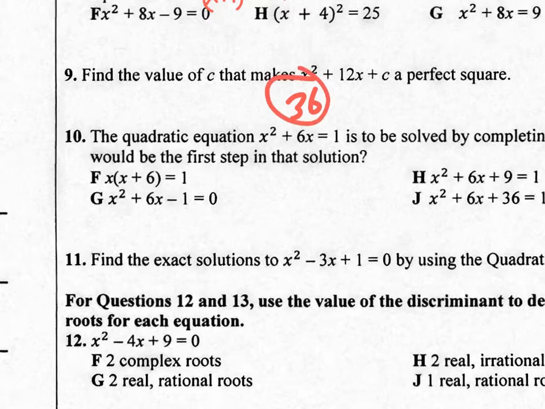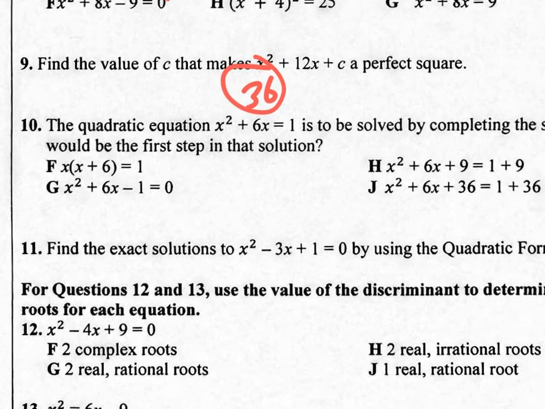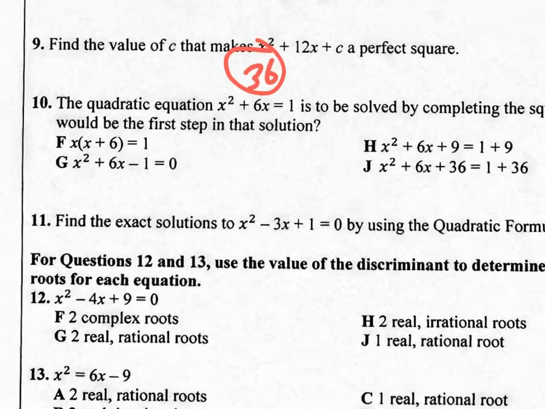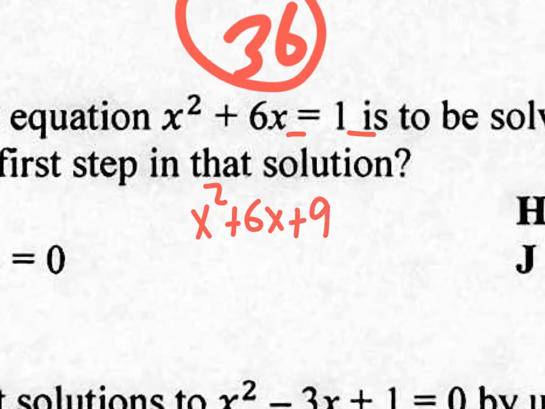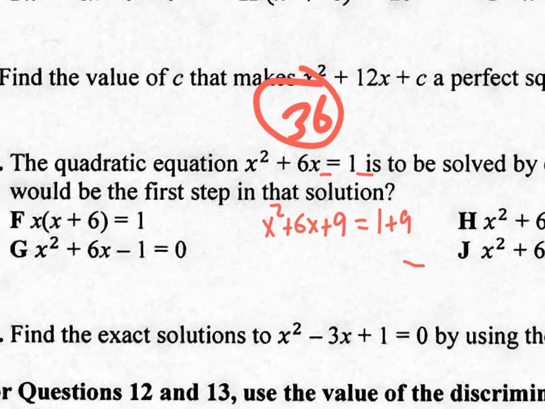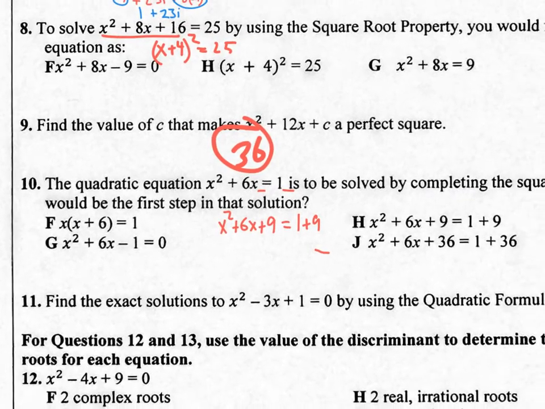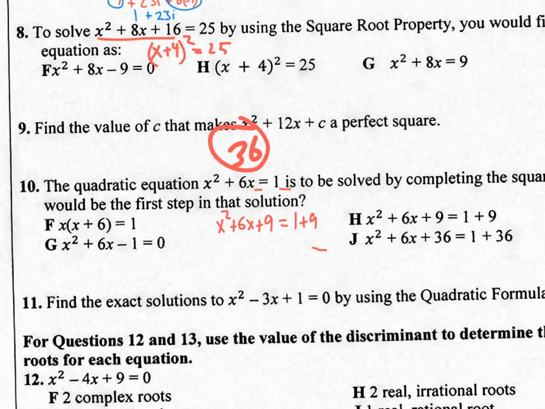Number 10, the quadratic equation is to be solved by completing the square. What would be the first step? Well, if you were to take this one and make space for your C value and put that space over there, and you take half of 6 and square it, you'd be adding 9 to both sides. So you'd have x squared plus 6x plus 9 equals 1 plus 9. And let's check and see if any of those are the multiple choice answers. Yeah, that's it. That's H. So H is the correct answer for that one right there.